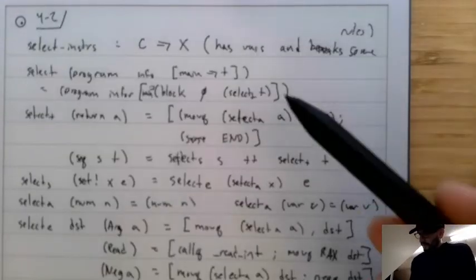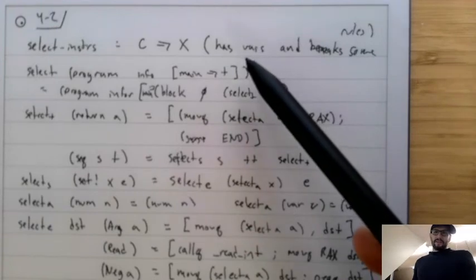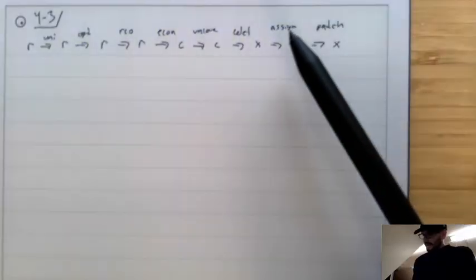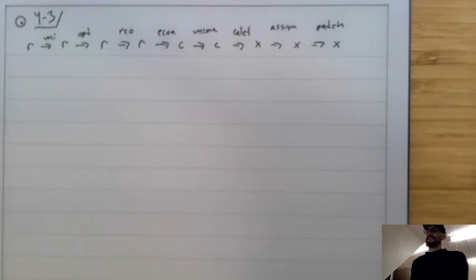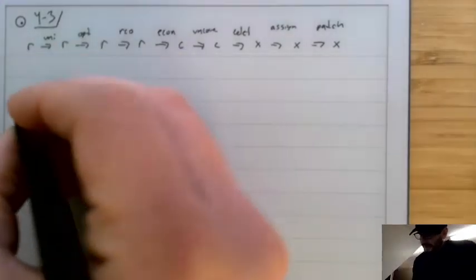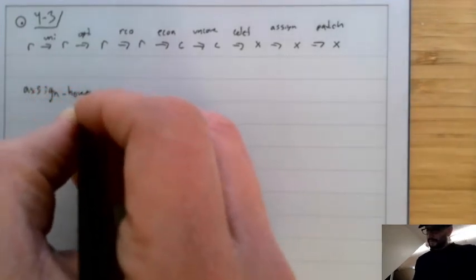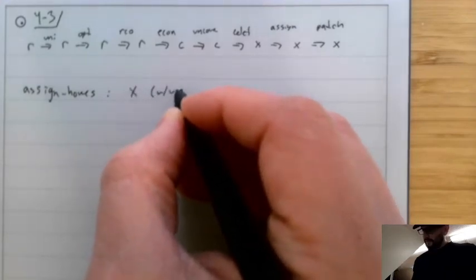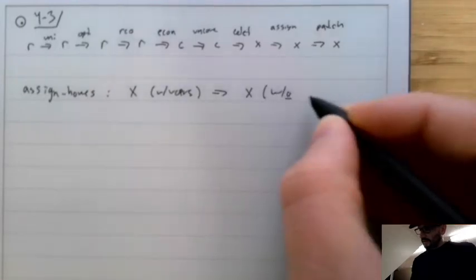So remember that this version of X has two constraints. The first is that it has variables, and the second is that it breaks some rules. Assign is going to make it so that it doesn't have variables, and patch is going to make it so it doesn't break those rules. So, assign homes, that's what's next. Assign homes will take an X program with variables and return an X program without variables.